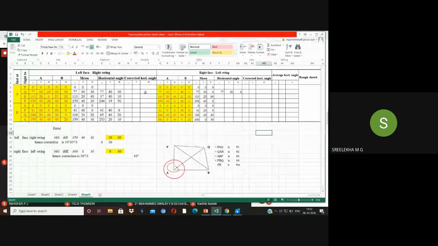The next, if any corrections, that correction you are identifying by means of whatever be the angle to which you are getting closed. For example, sighting to the point P, if it is 360 degree, that means there is no correction that is required. But here it is not 360 degree, it is 359, 40, 20. Or the average it is 359, 40, 30. So some correction is required. That correction will have to be adjusted to this. You will be entering whatever the corrected horizontal angles in each row.